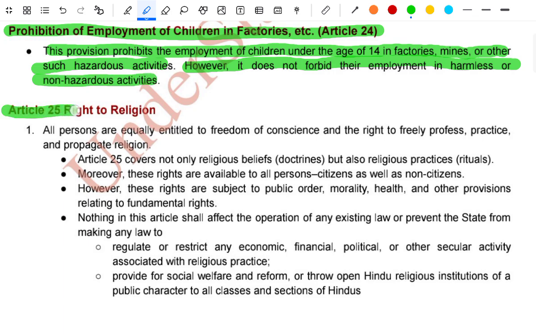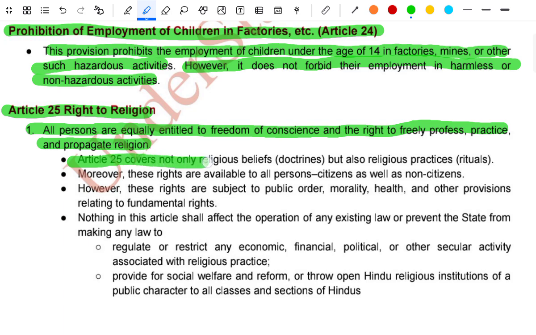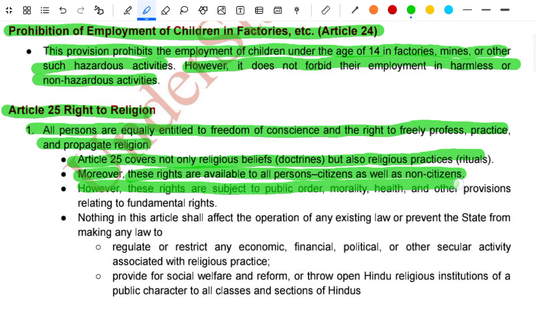Article 25, the right to religion. First, all persons are equally entitled to freedom of conscience and the right to freely profess, practice, and propagate religion. Article 25 covers not only religious beliefs and doctrines but also religious practices and rituals. Moreover, these rights are available to all persons, citizens as well as non-citizens. However, these rights are subject to public order, morality, health, and the other provisions related to fundamental rights.